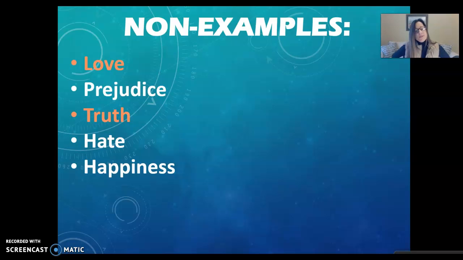All right, then these are some non-examples of theme. And the reason I put these out here is because these are more like topics, okay? So we have like love, prejudice, truth, hate, happiness. Those one-word topics are just more topics. So when we're looking for theme, we're looking for an actual statement or lesson. We're not looking for just a topic. Okay, so you might want to write these down to remind you that those are not examples. So when you're coming up with a theme, you shouldn't have something that's just one word.